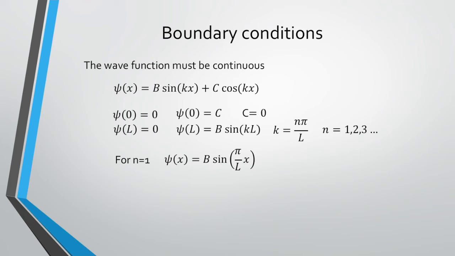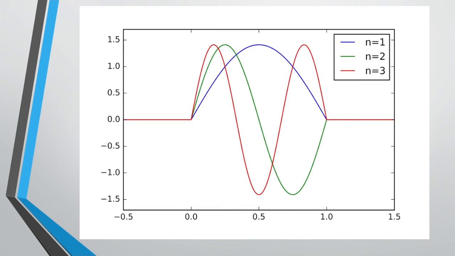So for n equals 1, psi of x is just B times sine pi over L times x. Here are the plots of the wave functions for the first three modes for n equals 1, n equals 2, n equals 3. You can see that outside the well the wave function is just 0, and inside the well it has this sinusoidal solution.